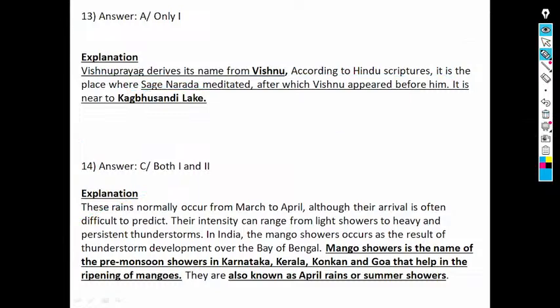Now the first question, see, Vishnu Prayag derives its name from Vishnu. According to Hindu scriptures, it is the place where Narada meditated, after which Vishnu appeared before him. It is near the Kagbhusandi lake particularly.